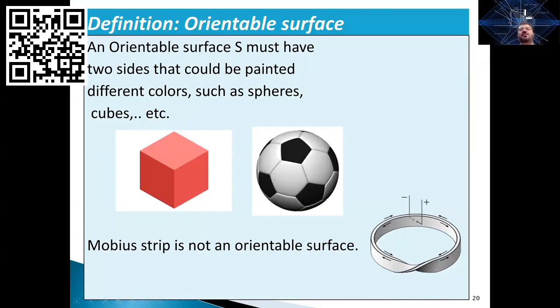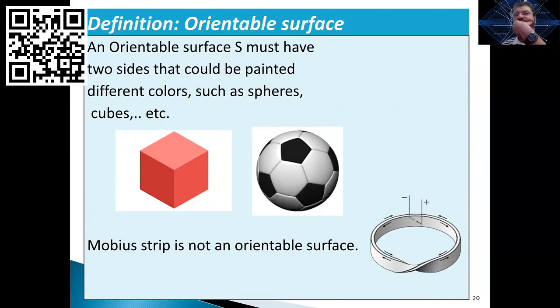Now let's talk about orientation of a surface. Surface orientation. Sometimes we have something called an orientable surface. What do you mean by orientable surface? Look at this red box. From the outside it is red. I can easily paint the inside with what?